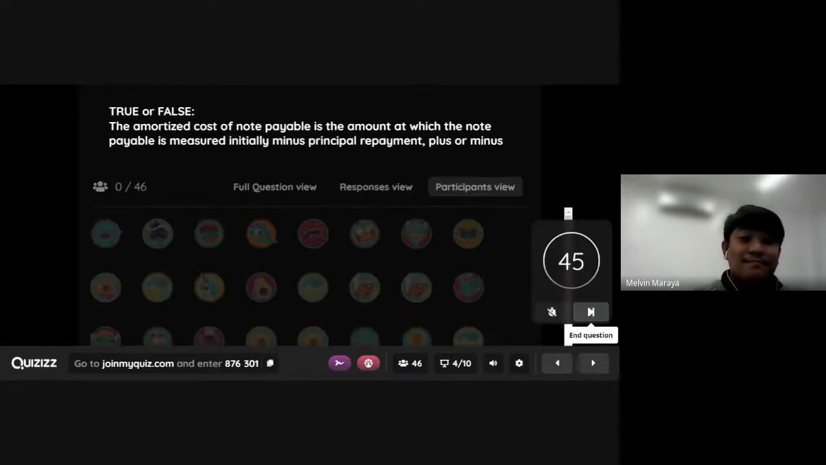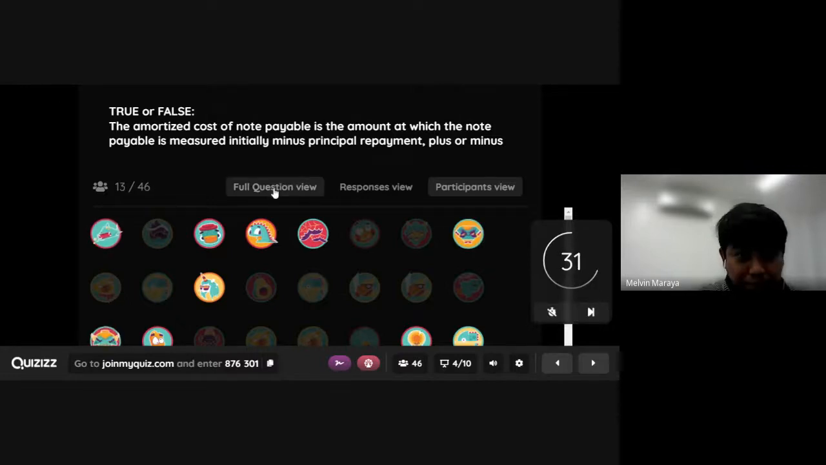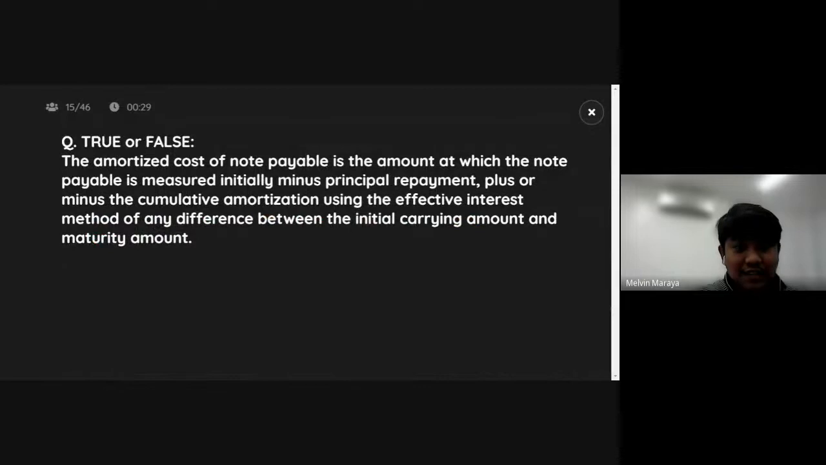The amortized cost of note payable is the amount at which the note payable is measured initially minus principal repayment plus or minus the cumulative amortization using the effective interest method of any difference between the initial carrying amount and maturity amount.